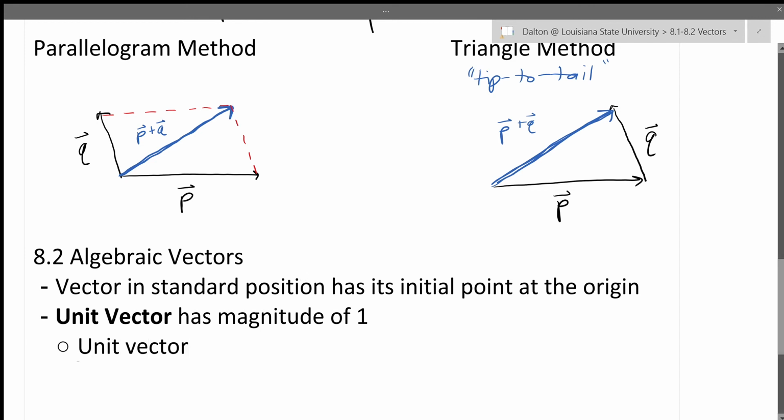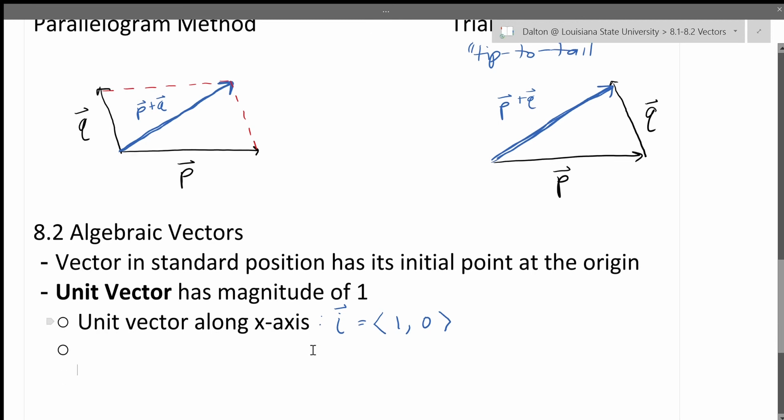Particularly, if there's a unit vector along the x-axis that's in standard position, then it has a specific name in the algebraic vector world. It's called vector i, which we're going to talk about in a second too. We say it is represented by the ordered pair <1, 0>. Now, notice this is not typical ordered pair notation. You don't use parentheses. You use what looks like a less than and greater than symbol.